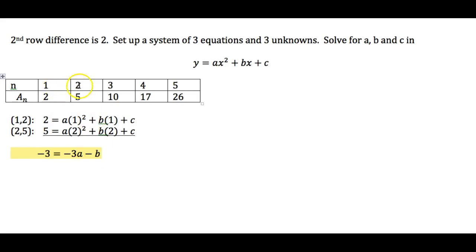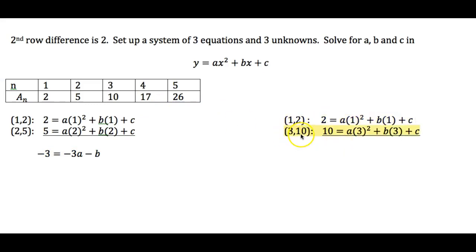So instead of taking the first 2, I'm going to take the second pair and the third pair and put those 2 together in another equation. I got 1, 2 already written, and I got 3, 10. So I'm going to write the equation, quadratic style: 10 for my y is equal to a times 3, that's the x, quantity squared, so this is 9a, this is 3b plus c.